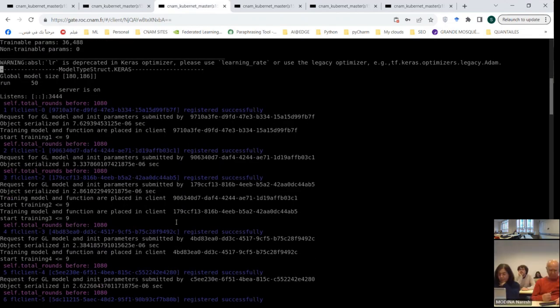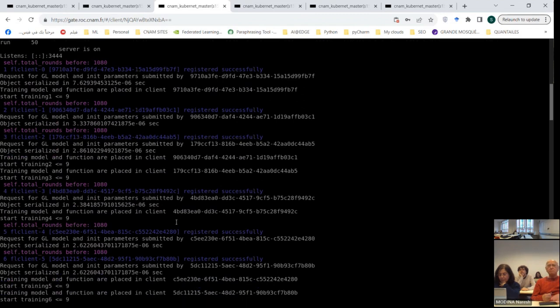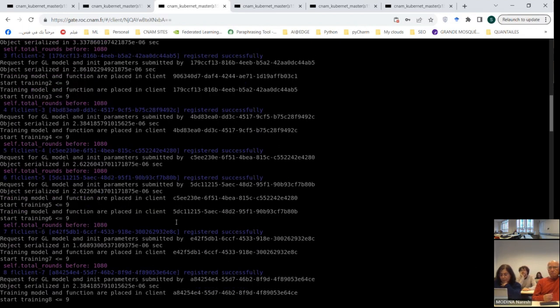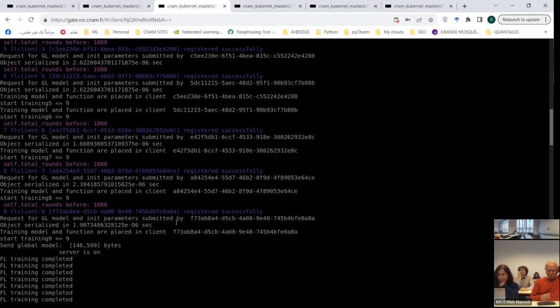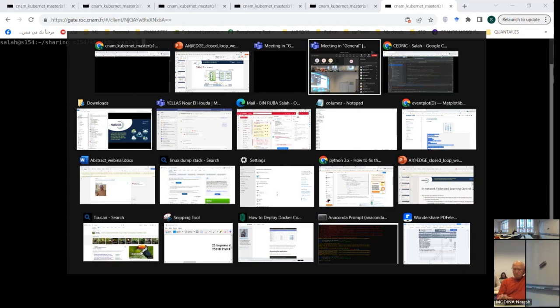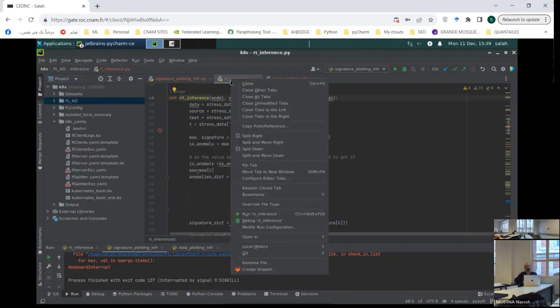Just coming back to the server, here we see the registration of different clients with the server, where the server sends the global model to them. For the anomaly detection, we'll now run the detection model.